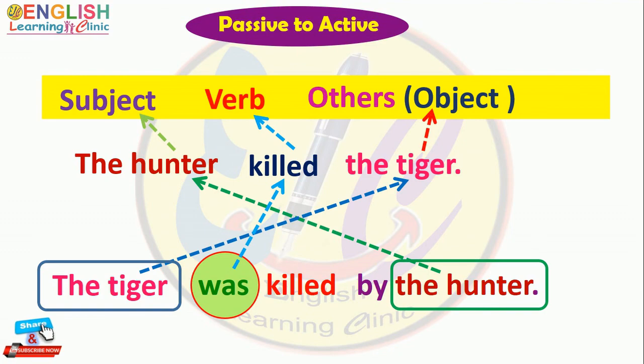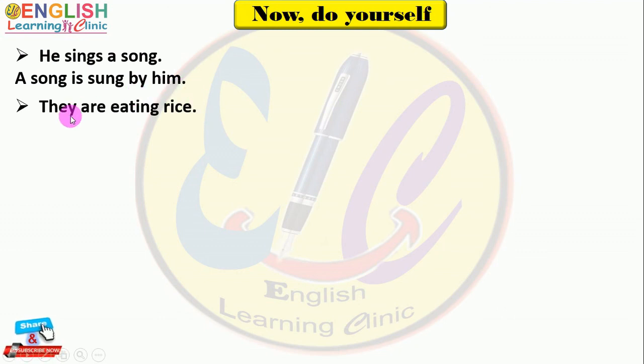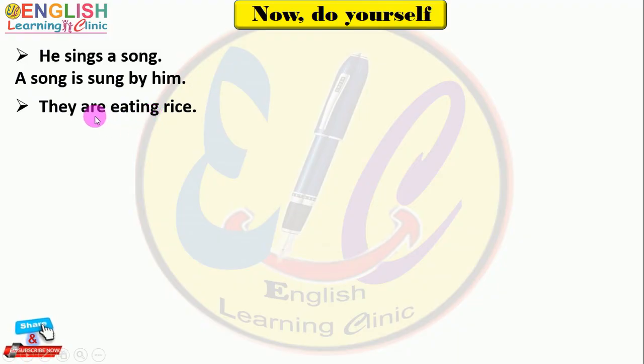Now let's do an exercise. He sings a song. Here, this is the object, so the verb is transitive. The passive voice is: a song is sung by him. They are eating rice. The rice will go to the subject position and they will go to the object position with its object form, them. As the verb is in present continuous form, the passive form of it will be is being eaten or are being eaten or am being eaten.